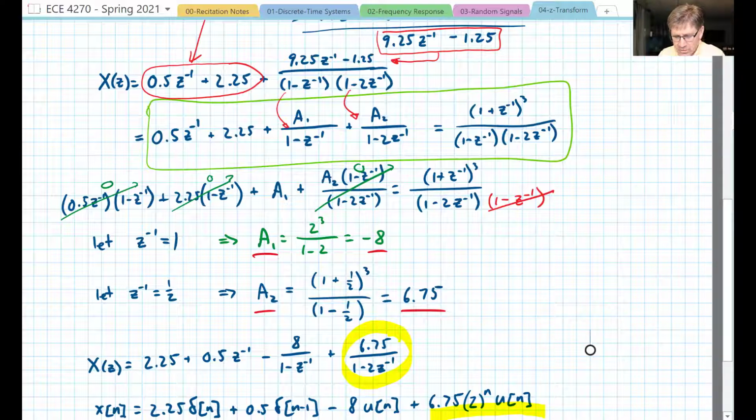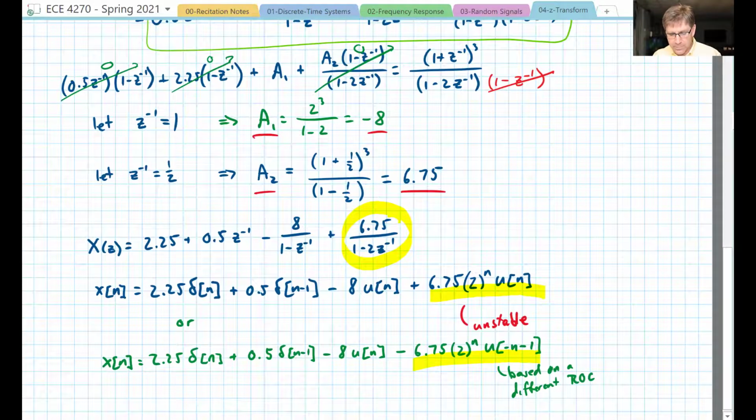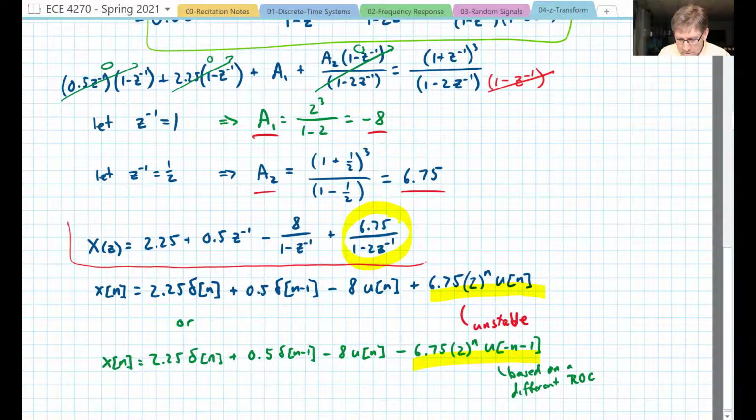Next, we do the same thing, and we find that a2 is equal to 1 plus 1/2 over 1 minus 1/2, and the upper part is raised to the third power. So the result is 6.75. We now have our a1 and our a2, and X of z can be written as that.